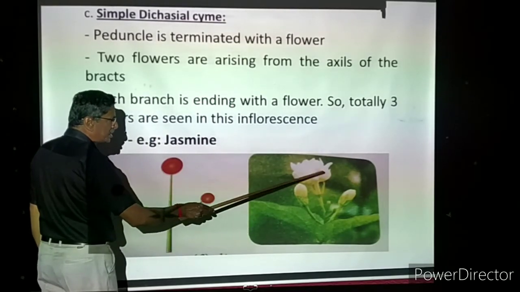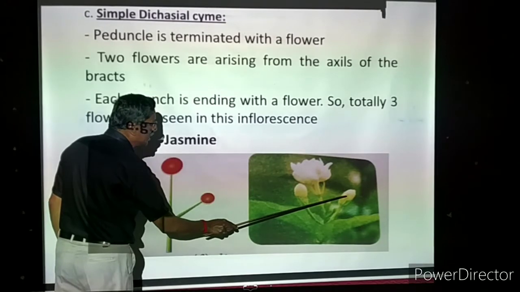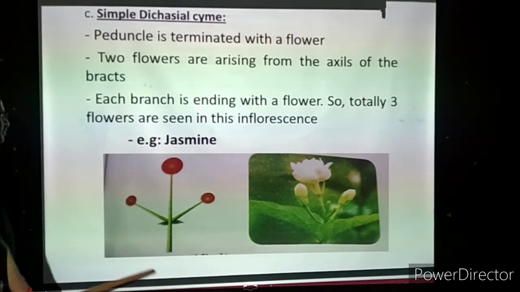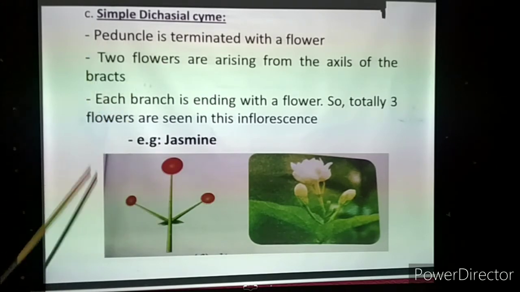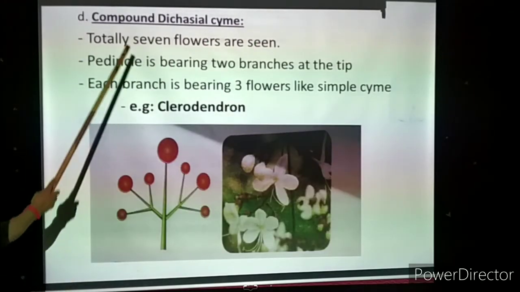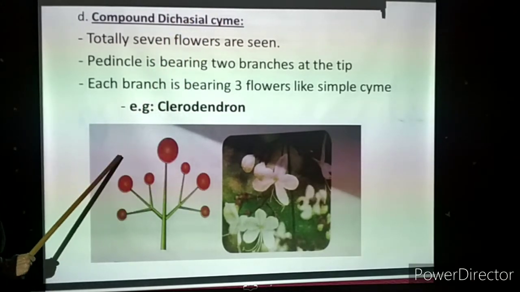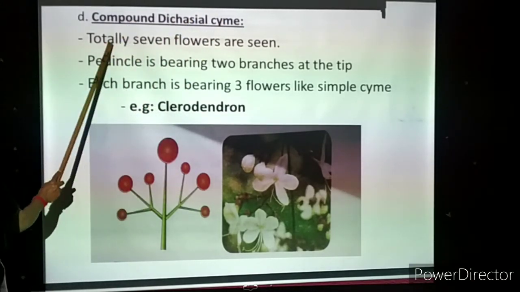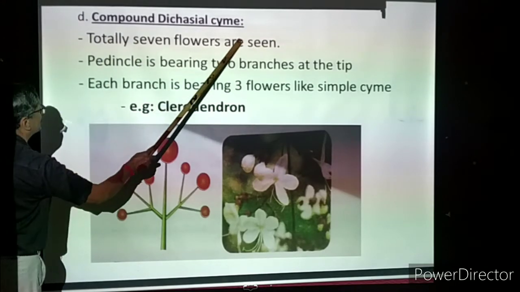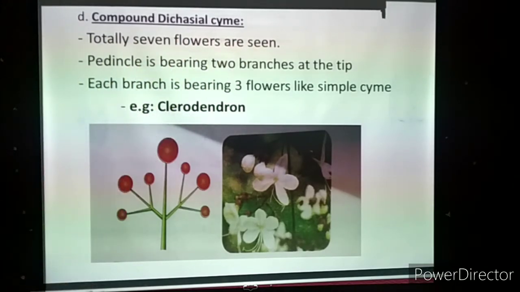One is the oldest, which is already opened. These 2 are younger. Later on they will open. That is a simple dichasial cyme because 2 branches are there, dichasial. Now we are coming to compound dichasial cyme. Now what are the characters of the compound dichasial cyme? Totally 7 flowers are seen. It is also having a fixed number of flowers.